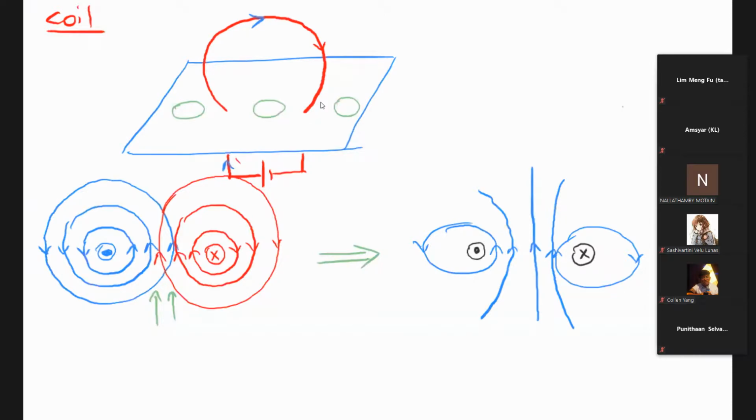Okay, and then what is one more here? One more is regarding the force acting. So I don't want to teach the force acting now. So this is the pattern of the magnetic field that will be formed. Okay. So now we go for the another one.